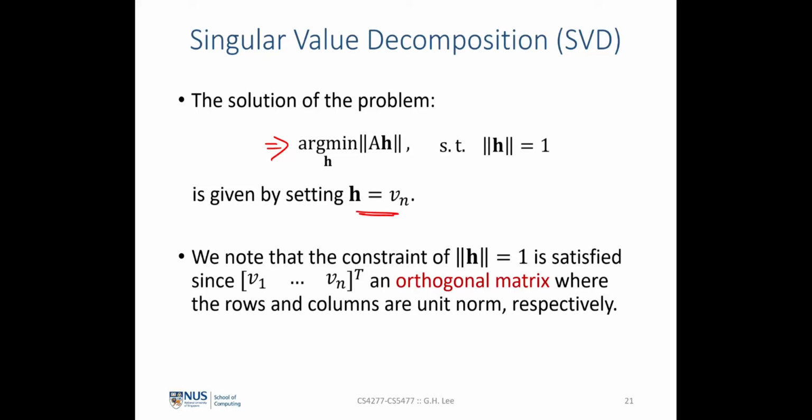As I mentioned earlier, the constraint that the norm of h equals 1 is also automatically satisfied because V is an orthogonal matrix where every column and every row has to be unit norm.